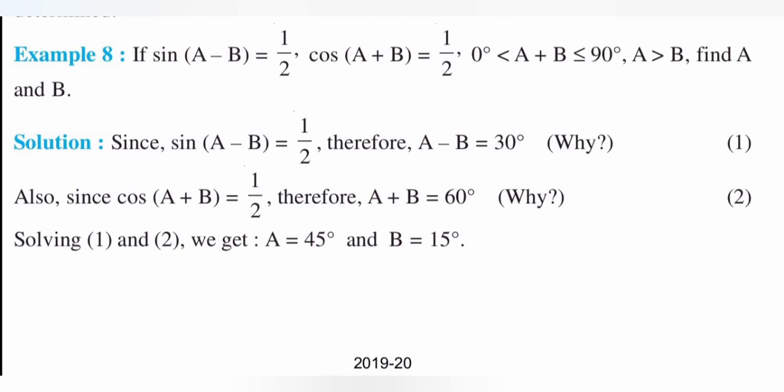Now solving equations 1 and 2 using substitution method, you can get the value of a is equal to 45 degree and the value of b is 15 degree because a is greater than b. So you can take a is 45 degree and b is 15 degree. Okay, this is very easy. Just direct application of the angle values from that table. So just learn that table by heart, then you can easily do all the problems.